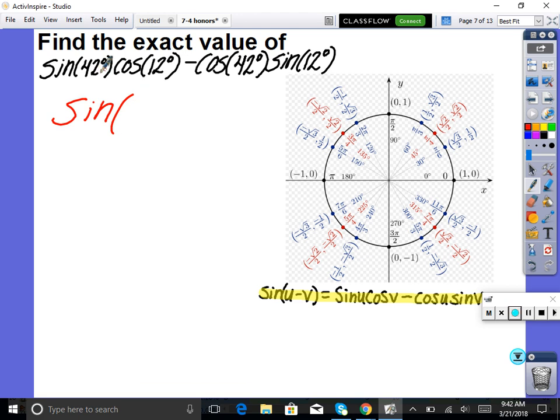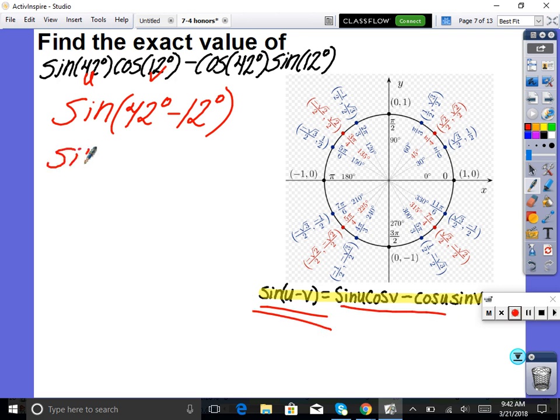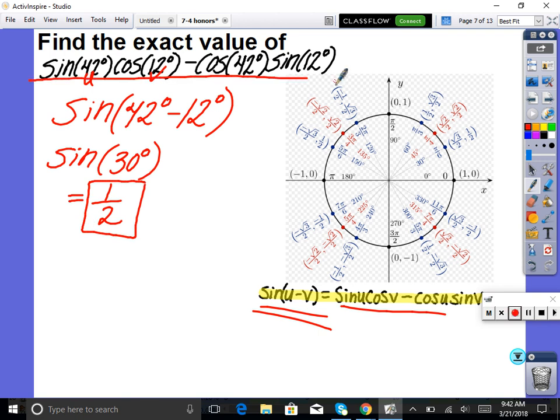They said that this is the same thing as 42 degrees minus 12 degrees. Because look at the formula. Do you see it? Isn't this u? Isn't this v? Can't we write it either like this or like this? Do you see? So then we have sine of 30 degrees, which is 1/2. So these were on our unit circle. So we went backwards to see if it was on the unit circle.